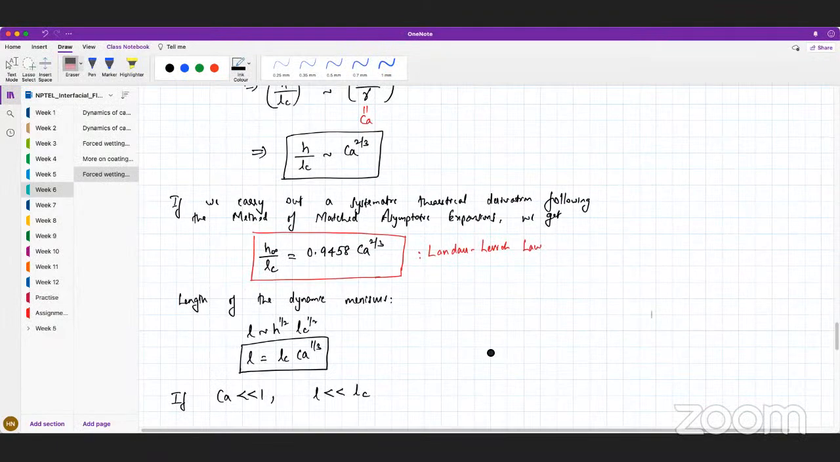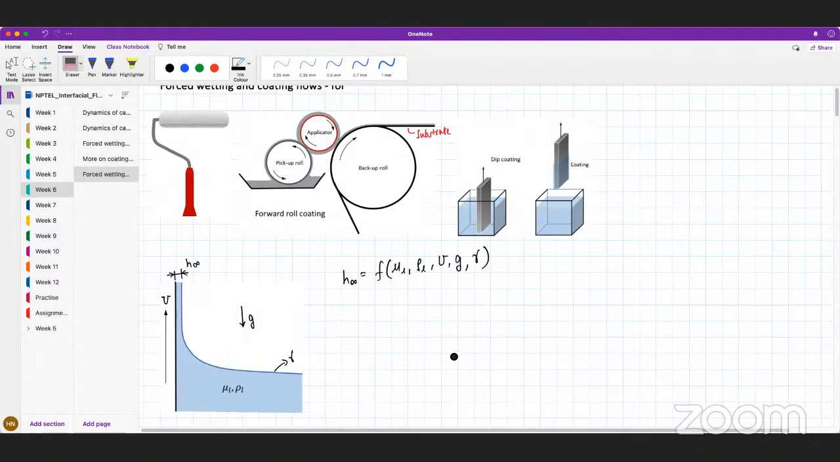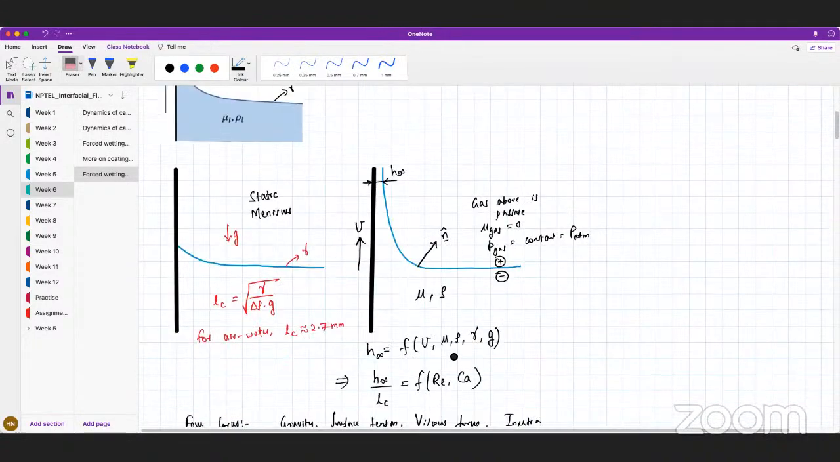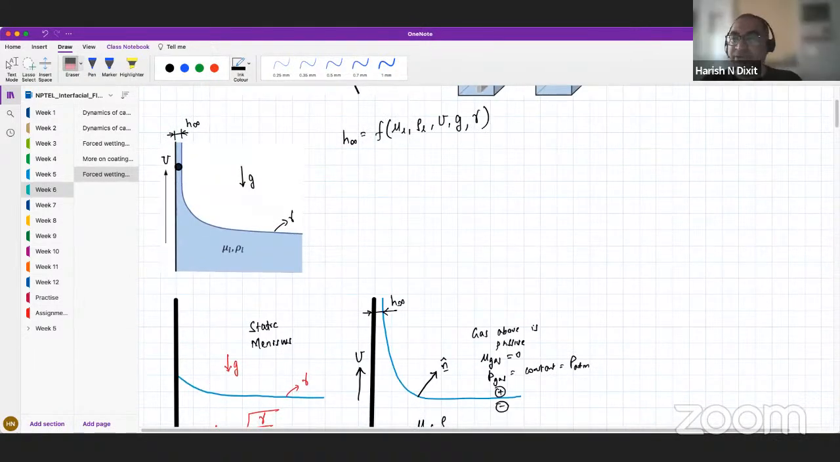Sir, on the same slide, you said that this coating problem is subject to scale separation. I just wanted to clarify what you mean by scale separation. So you are dealing with two very, very disparate scales here. There is a coating thickness, which is H infinity, and there is a macroscopic length scale in the system, which is the capillary length, LC. So the coating thickness is much, much smaller than the capillary length.